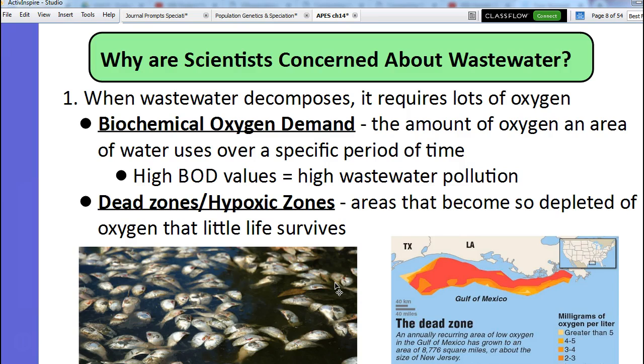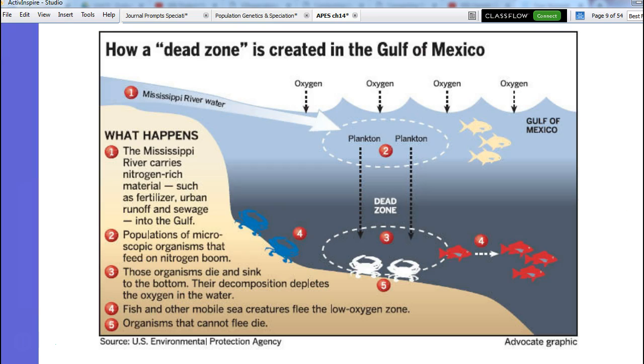So underneath how are dead zones created, we're just going to write a couple steps on how they're created, and then we'll talk about eutrophication, and then we'll pretty much be done. Okay? So if we look at these dead zones, how exactly are they created? Yep, runoff. Okay? So the Mississippi River carries nitrogen-rich material like fertilizer, runoff, and sewer. So we're going to write fertilizer and sewage run into the water. So that would be the first step.